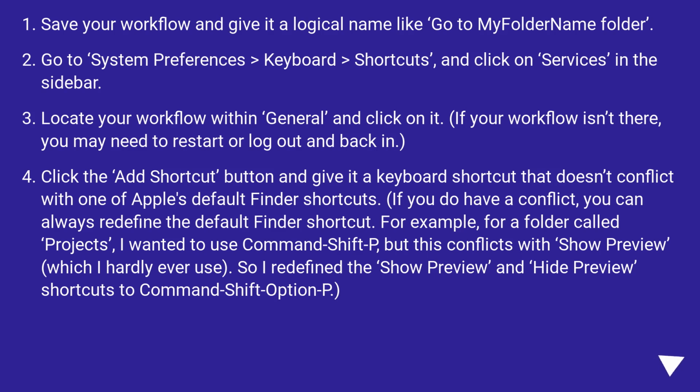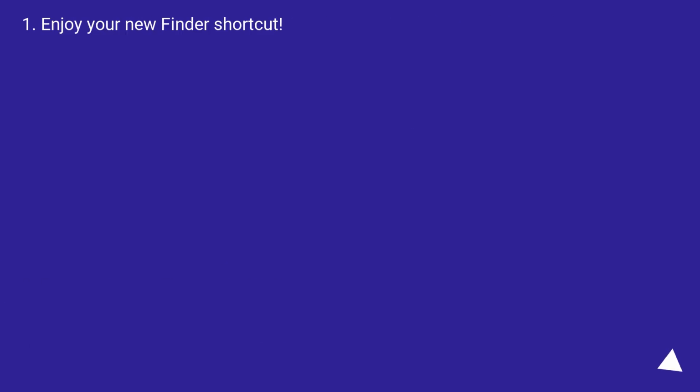Click the Add Shortcut button and give it a keyboard shortcut that doesn't conflict with one of Apple's default Finder shortcuts. If you do have a conflict, you can always redefine the default Finder shortcut. For example, for a folder called Projects, I wanted to use Command-Shift-P, but this conflicts with Show Preview, which I hardly ever use. So I redefined the Show Preview and Hide Preview shortcuts to Command-Shift-Option-P. Enjoy your new Finder shortcut.